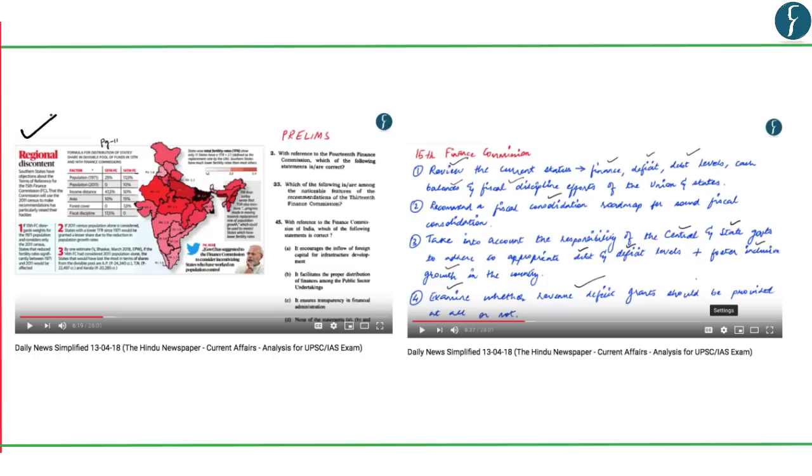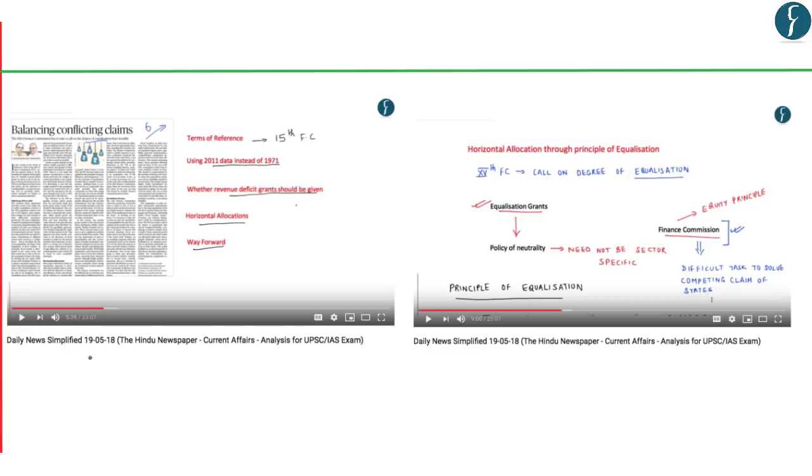Further, this news on regional discontent on terms of reference of 15th Finance Commission was also covered on 13th April 2018, where even a prelims question which was asked on 14th Finance Commission was discussed. And again, this topic was covered on 19th May 2018, specifically with reference to terms of reference as well as horizontal allocation through principle of equalization.